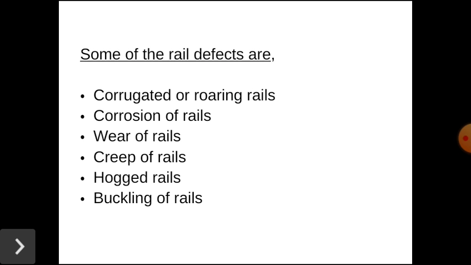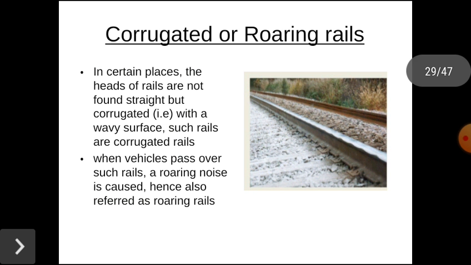Due to these causes, some rail defects are noticed. They are corrugated or roaring rails, corrosion of rails, wear of rails, creep of rails, hogged rails, and last one, buckling of rail. One by one we are going to see. First one is corrugated or roaring rails.